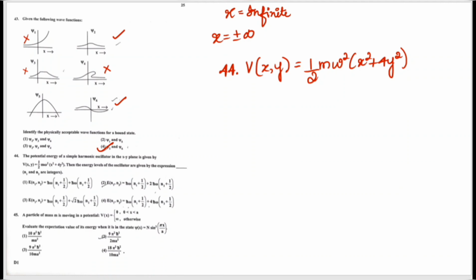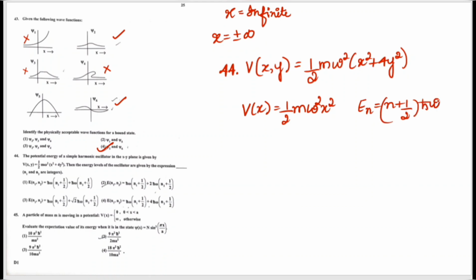In this question, the potential energy of a simple harmonic oscillator in the xy plane is given as V of x comma y equal to half m omega square x square plus 4 times y square. Then they ask for the energy levels of the oscillator. For a 1D simple harmonic oscillator, the potential was V of x equal to half m omega square x square, and the corresponding energy eigenvalues, the energy levels E n, are n plus half h cut omega.